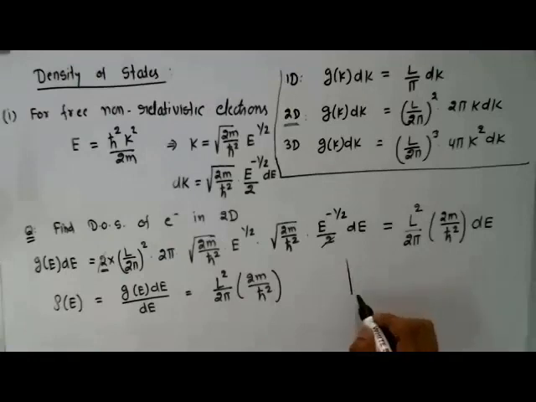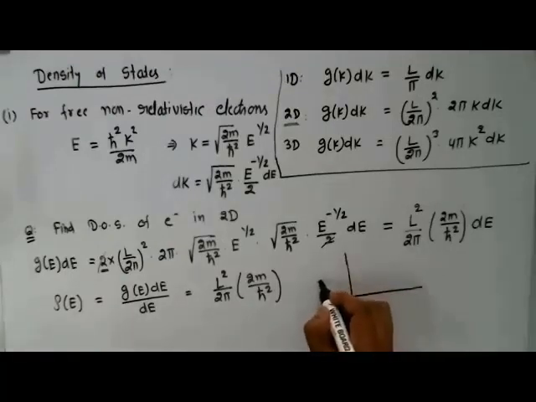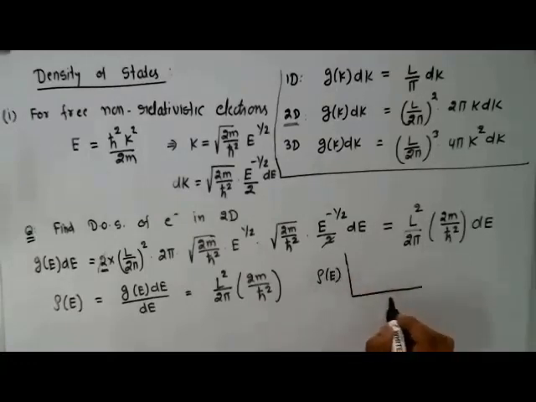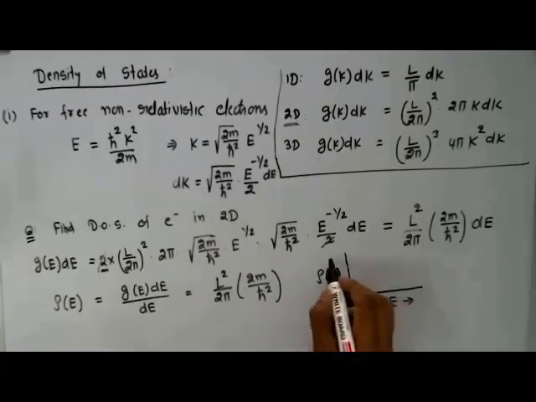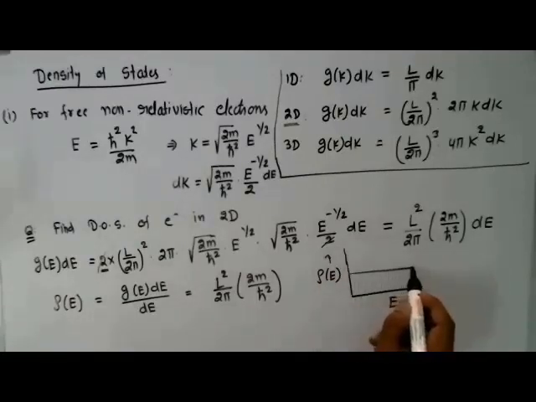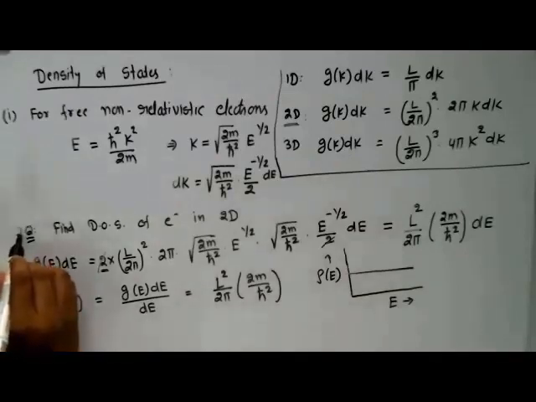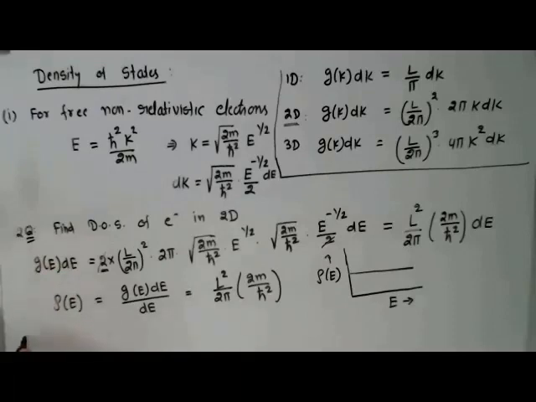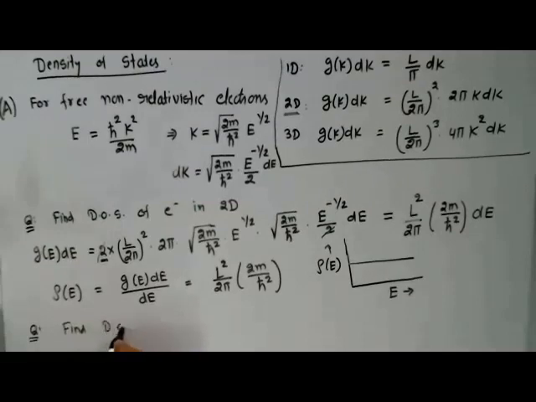When you plot this rho E versus energy, you can see that now this is constant, it is temperature independent. So this is how it's going to be. That was our second question. Now come to the third question. Find the density of state of electrons in 3D.